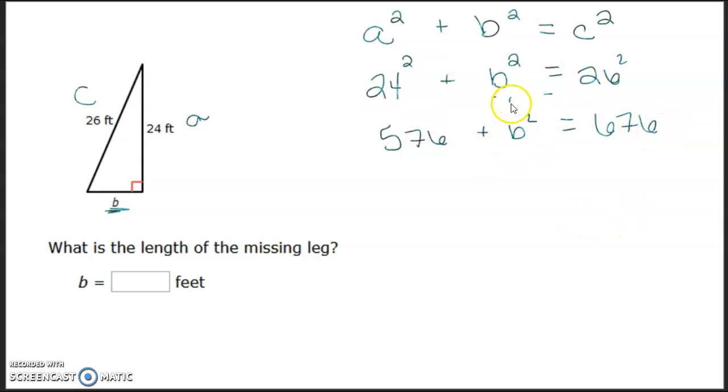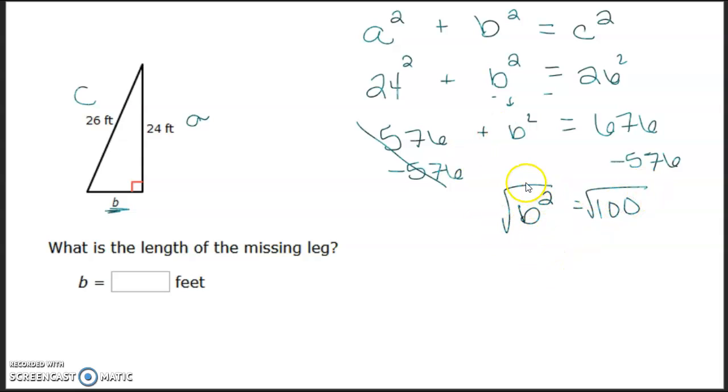Now, we're still trying to get b by itself. So we've got to go back to our algebra terms. I need to move this to the other side of the equation, so I have to do the opposite. These cancel, and I'm down to b squared equals 676 minus 576, which is 100. And then to get b by itself, we need to square root it. That cancels out the squared, and b equals 10. Yay, that's your final answer.